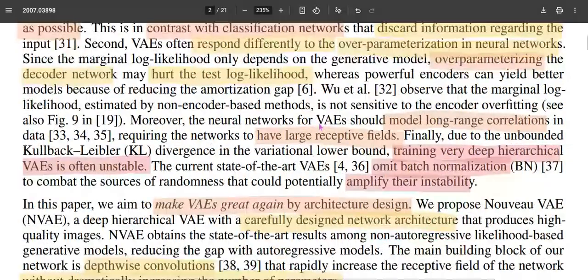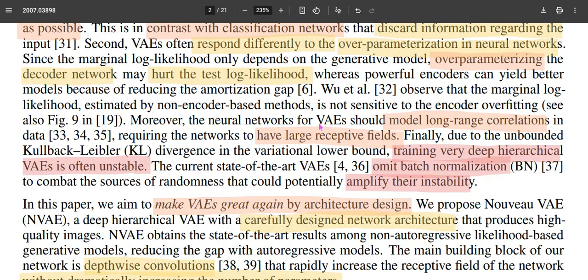And another thing is, when we are increasing the number of steps from the input to the latent variable, the output of the encoder, we need to have long range correlations, for which we need to have a very large receptive field. For that we need to have different architectures.